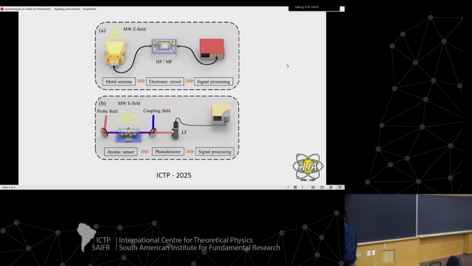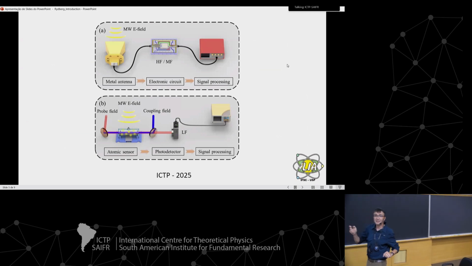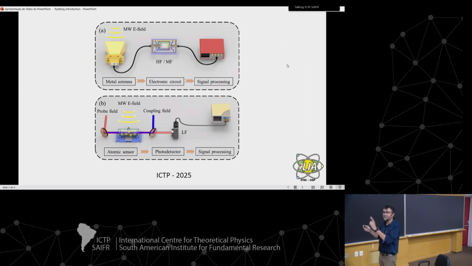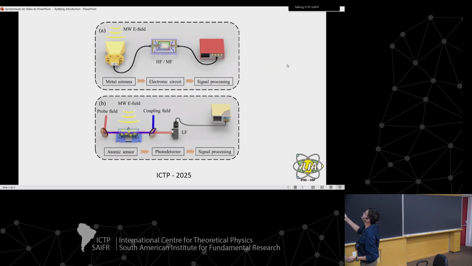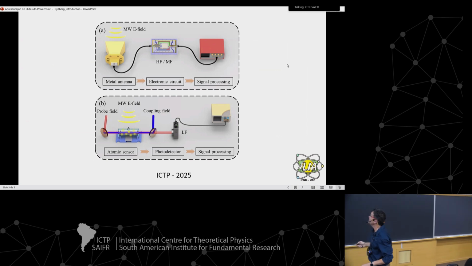So what do the engineers do? Oh, we have an engineer in the audience. Okay, at least one. So what they do is they have a horn that, if you go back to your electromagnetism course, because of the dimensions, only works in a range. You take this signal, you put it in some electric circuit here, and you can tell, oh, look, I'm looking at this frequency right now, okay?